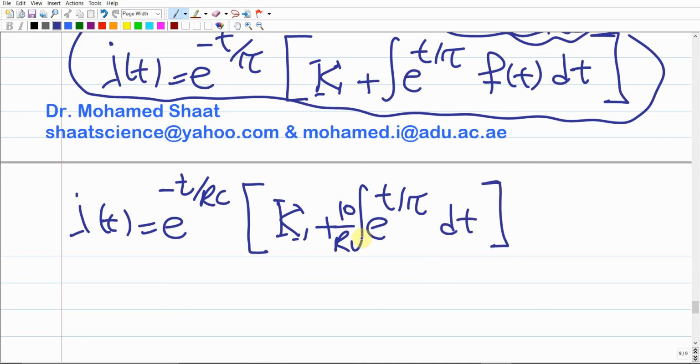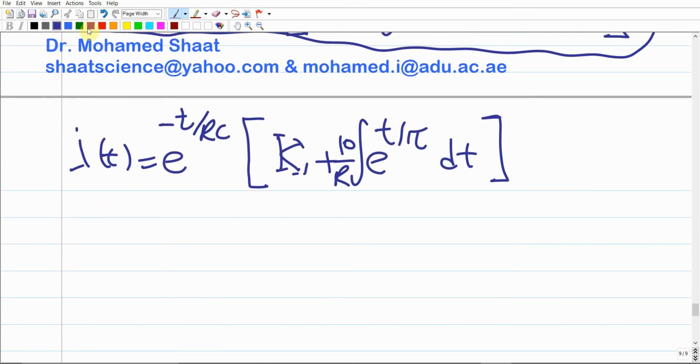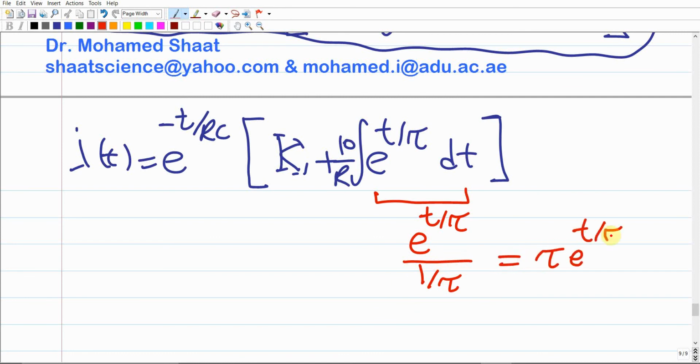Then your objective is just to solve this integration. What is the integration of e to the power t over tau? The integration gives the exponential of t over tau, and then you divide by the derivative of this exponent. The derivative of t over tau gives 1 over tau. So you can move this tau to the top, which is equivalent to tau times e to the power t over tau.